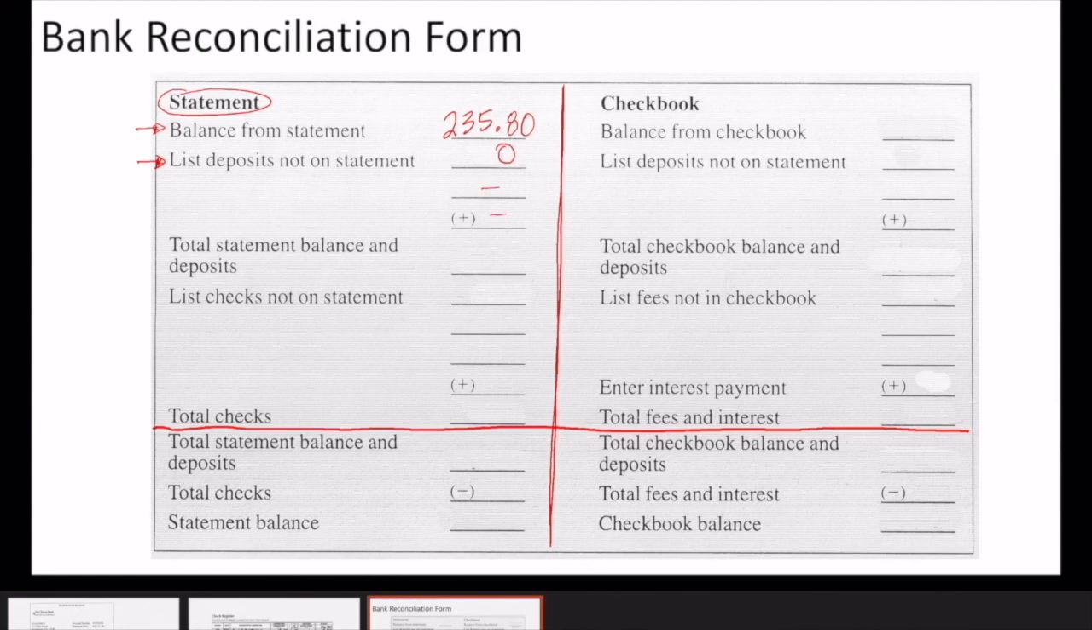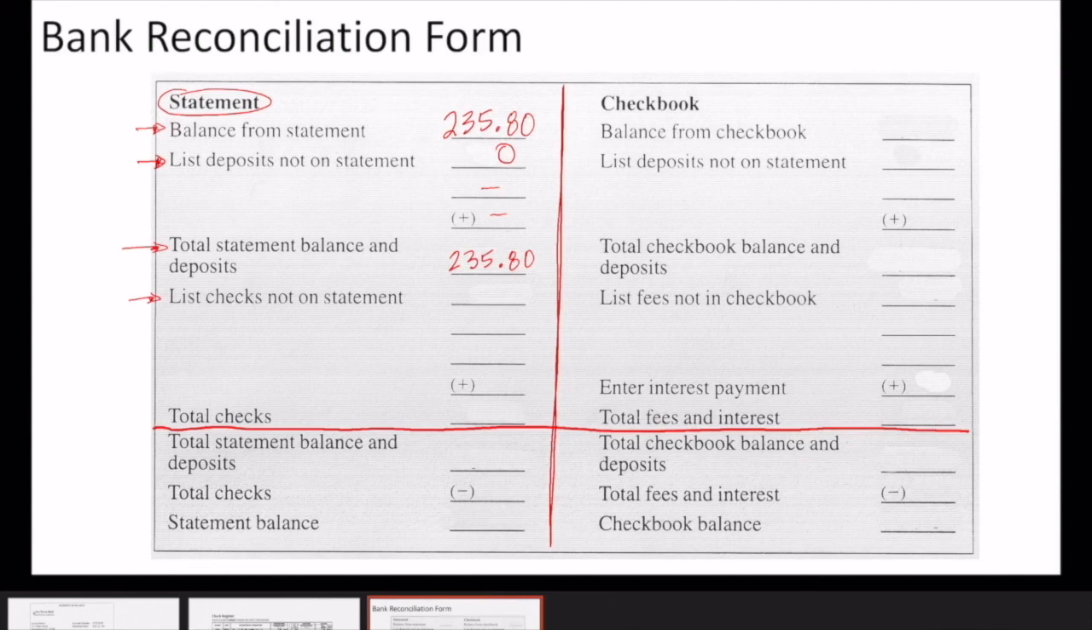And then it says total statement balance and deposits. So we'll take the $235.80 plus 0, and we come up with $235.80.